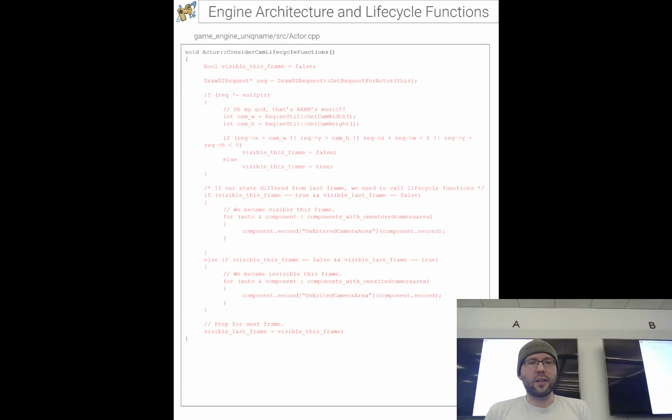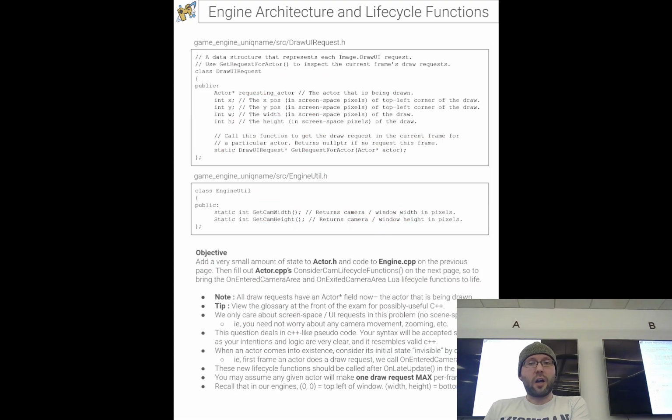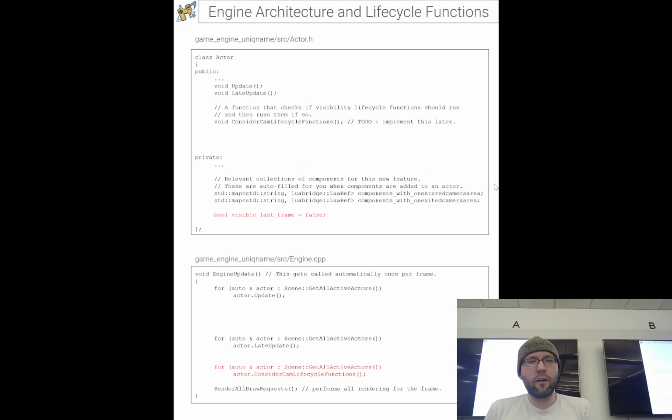So nothing too crazy. One thing was that on a very few students forgot that components with on-exited camera area and components with on-entered camera area were here. And so they did something weird, okay? These are listed right here, okay, in the actor. As the name implies, these are auto-filled for you, and they just have the components that have those lifecycle functions. You don't have to check if it has a lifecycle function. You already know it, okay?